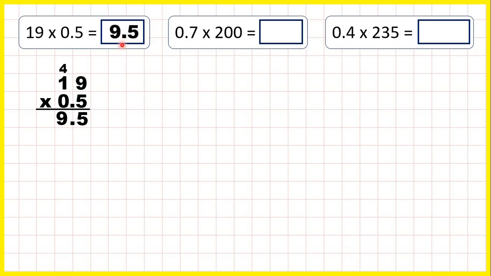answer is 9.5. Another way of thinking about 19 times 0.5 is by changing 0.5, so changing the decimal, to a fraction. As a fraction, 0.5 is 1/2, so we could have got the same answer by multiplying 1/2 by 19. That way we could just do 19 divided by 2, and that would give us 9.5.